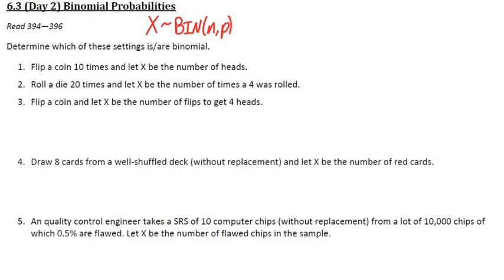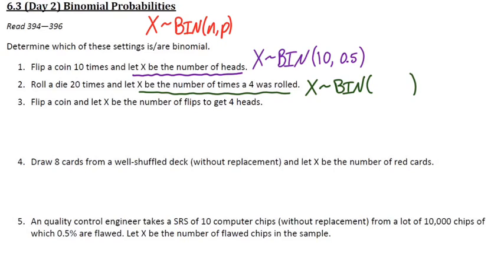So the first one says flip a coin 10 times and let x be the number of heads. Well, that's absolutely a binomial case. The number of trials would be 10 for the 10 flips, and then the probability of success, assuming it's a fair coin, would be 0.5. The second one says roll a die 20 times and let x be the number of times a 4 was rolled. So that's still a binomial scenario. The number of trials would be 20, and then the probability of success, assuming this is a standard die, would be 1 out of 6.